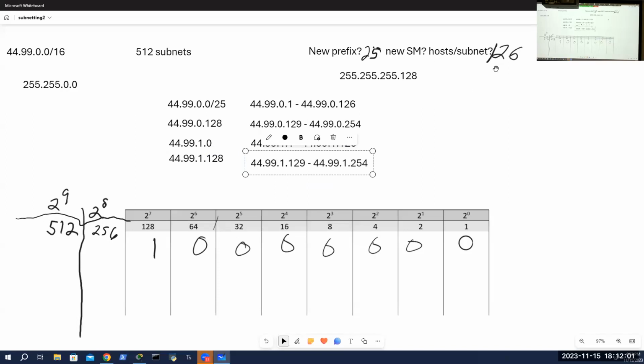Always check your work to make sure you didn't make some sort of mistake when you started putting down the host ranges. Make sure it jibes with what you came out with for hosts per subnet. There's 7 bits, so 128 minus 2 is 126. So 1 to 126, that's 126, and 129 to 254, you'll see it, that's also 126.